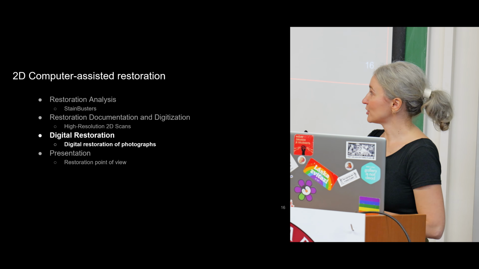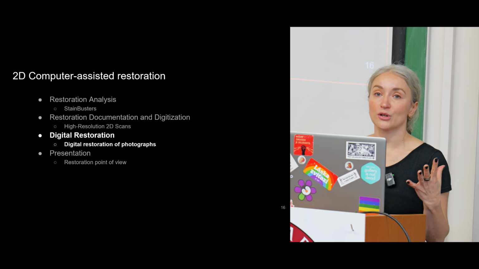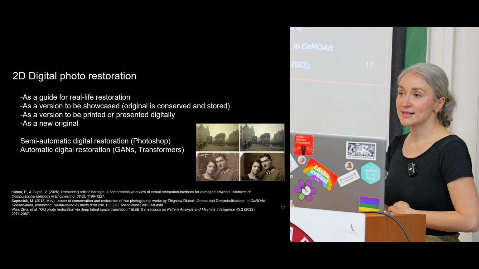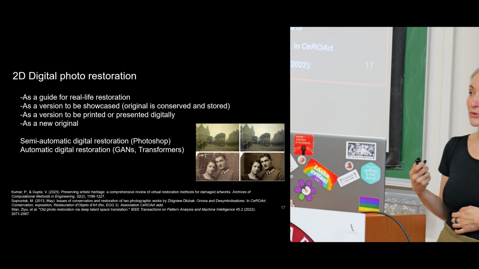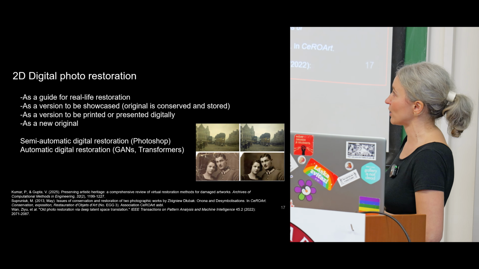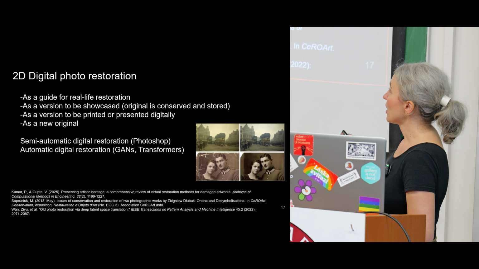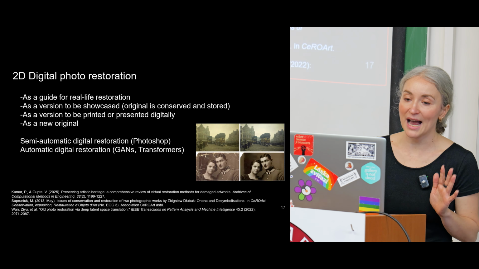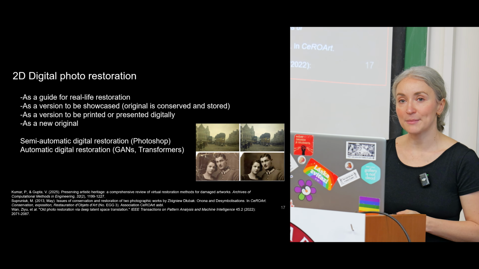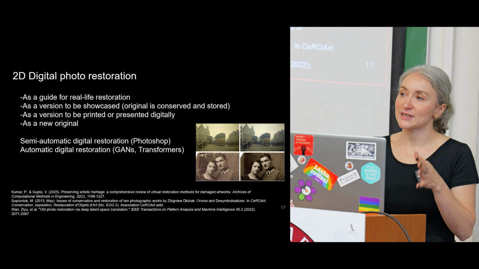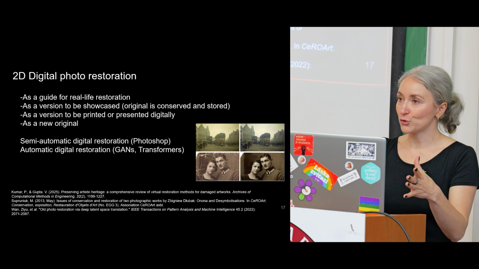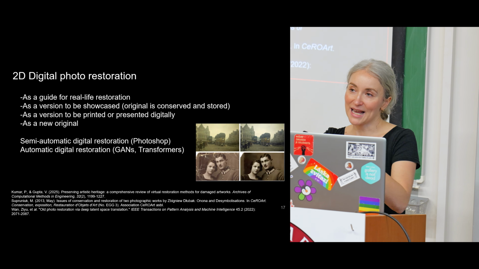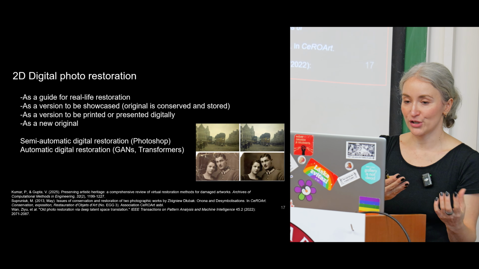Then digital restoration is another task computer science can help restorers with. In this case, I was surprised that restorers themselves were using digital restoration in this area for mostly decades. They use it in 4 different ways. The first one is as a guide for real-life restoration. Restorers themselves usually use Photoshop, and first they take a photograph of the photo they are restoring, digitally restore it with Photoshop, and then do the same process with the real original.